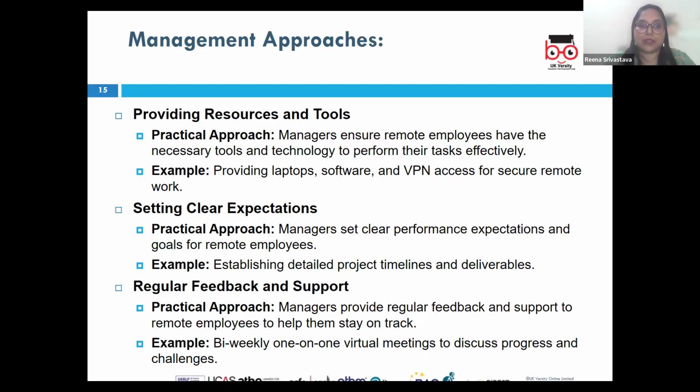And then you have to create team collaboration and virtual team building activities to maintain a sense of community. You have to provide them with online courses and workshops as a part of their regular training and development. And then you have to make sure that there is regular social interaction.